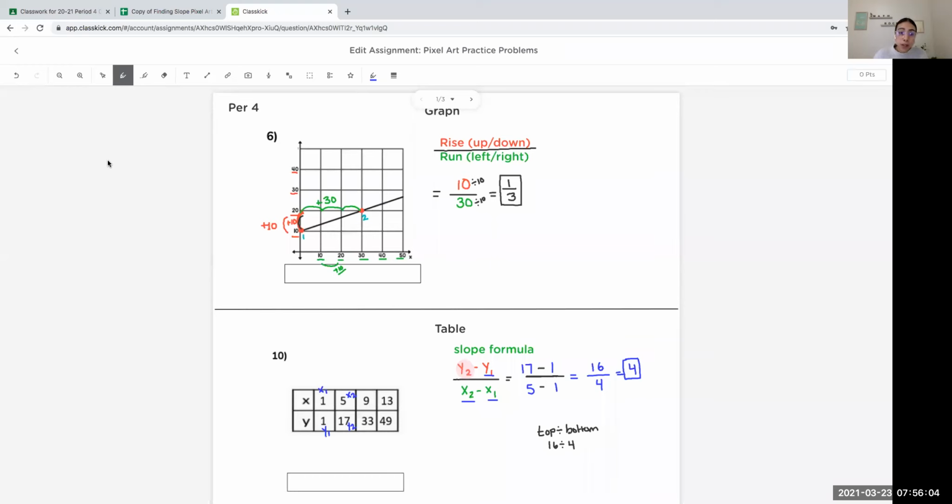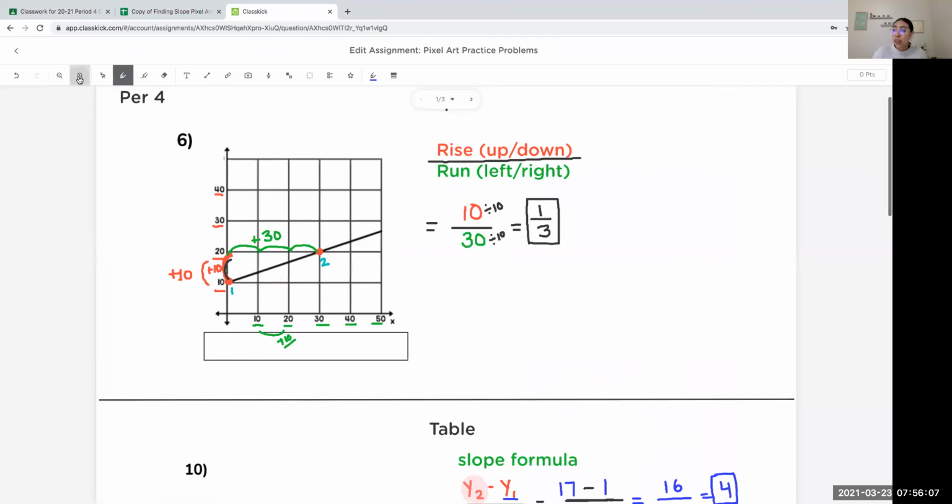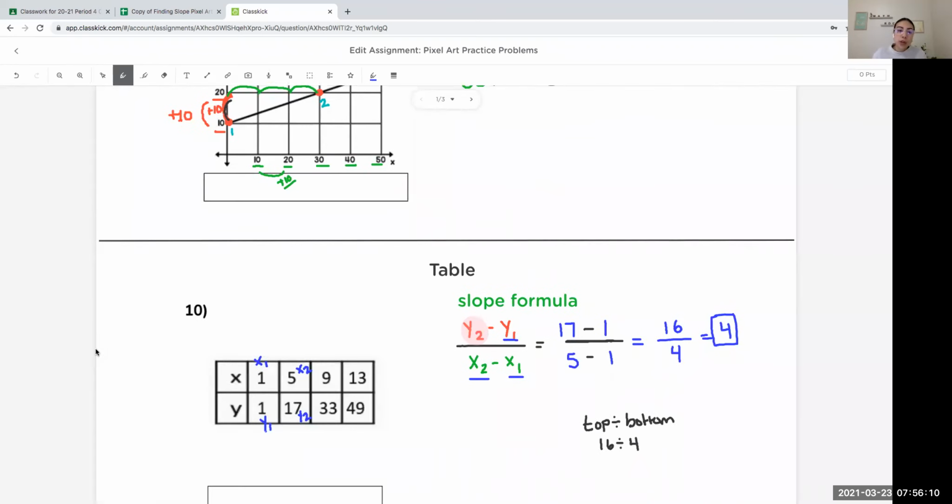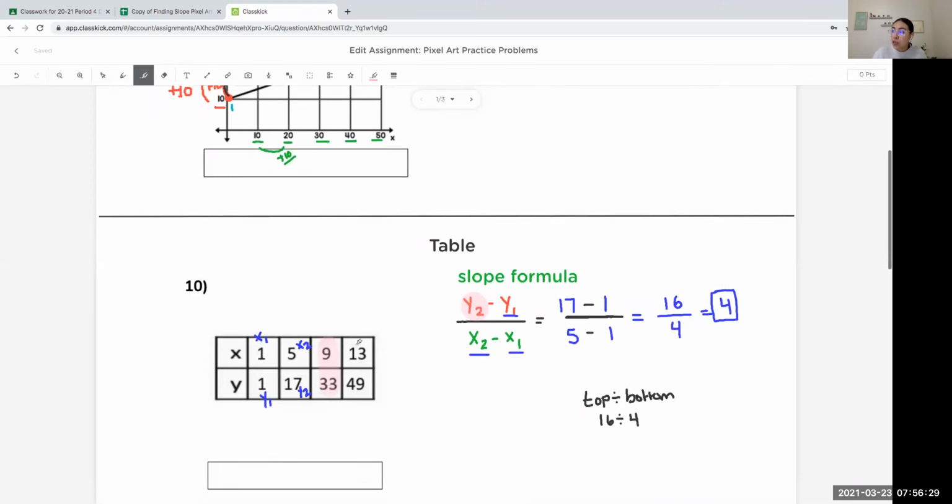Oh, good question. So the thing is, you're only picking 2 points. Once you pick 2 points, you don't have to worry about the rest. You use those 2 points in the table to find the slope. If I wanted to take up more of your time, I would show you that if I use the bigger numbers instead, I'll still get a 4. 49 minus 33, whatever that is, over 13 minus 9, rise over run. If I divide those, I'm still going to get 4.